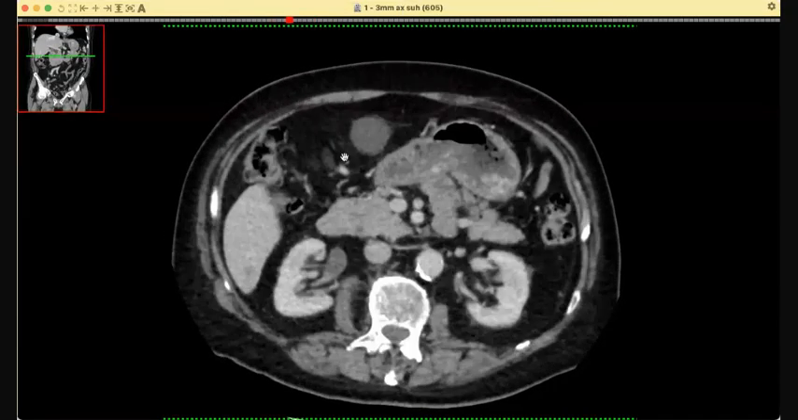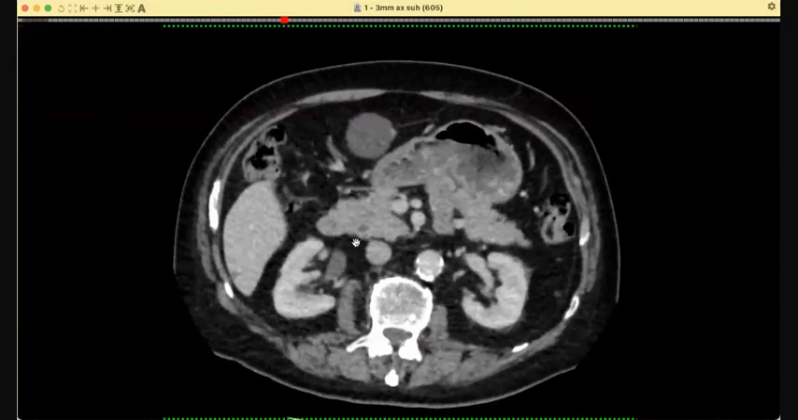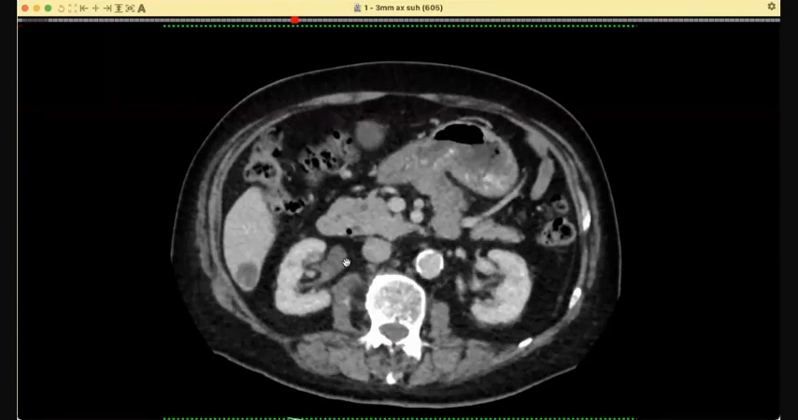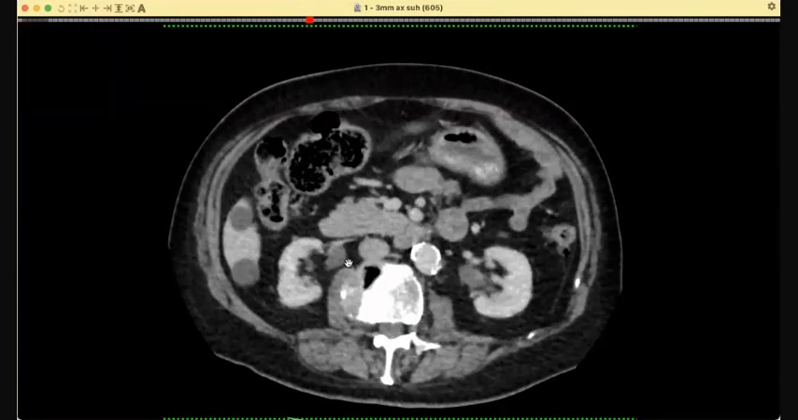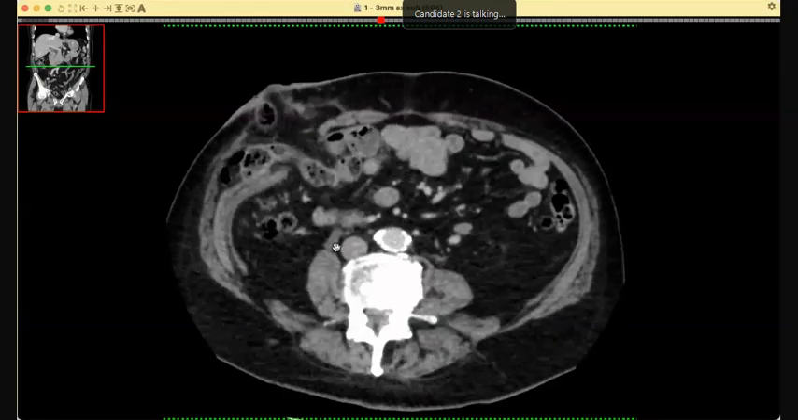Okay, because, excuse me, because you are not able to scroll, I'll guide you. Look at this ureter where I'm pointing out. Keep looking at the ureter. Okay.